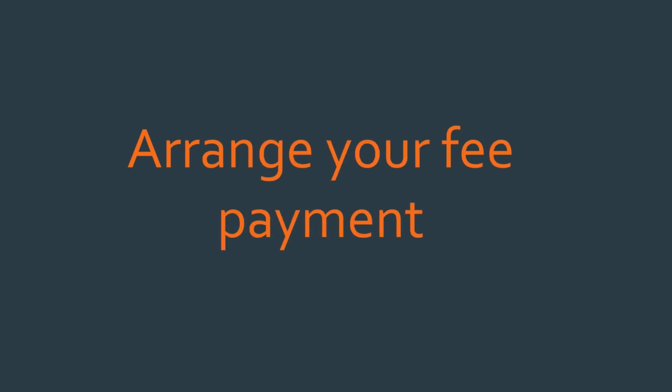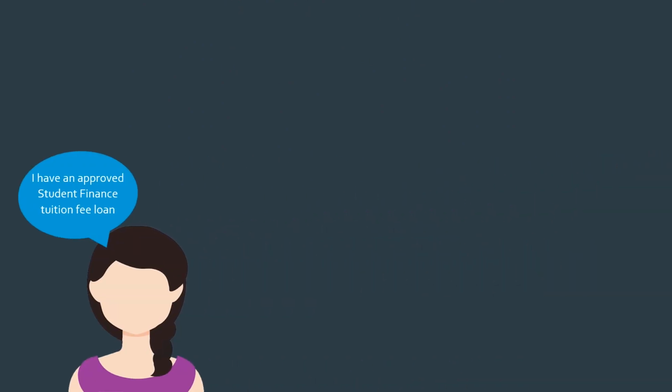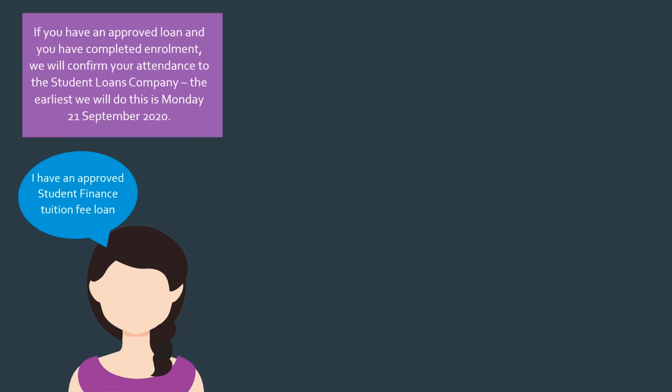To enrol and study at the college, you must ensure you are able to pay your tuition fees. If your student finance tuition fee loan is approved, we will receive confirmation directly from the Student Loans Company in September. You need to have completed enrolment before we confirm your attendance to the Student Loans Company, and the earliest we will do that is the first day of term, Monday the 21st of September. Until then, your enrolment checklist on Campus Connect will show this step as incomplete. Please don't worry, as long as you have an approved loan and you have completed online sign up for the new academic year, we will confirm your attendance.